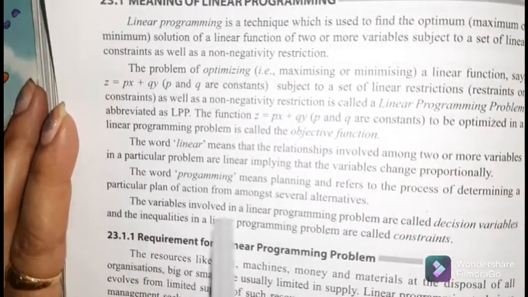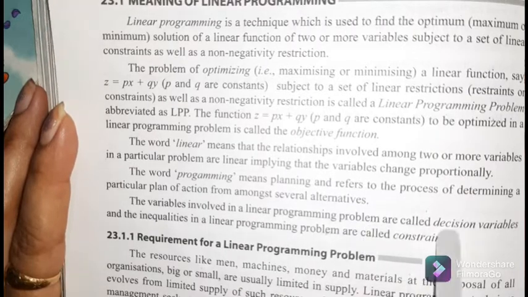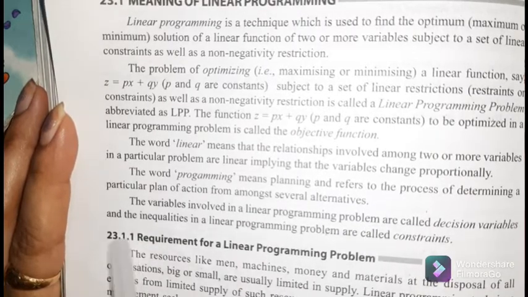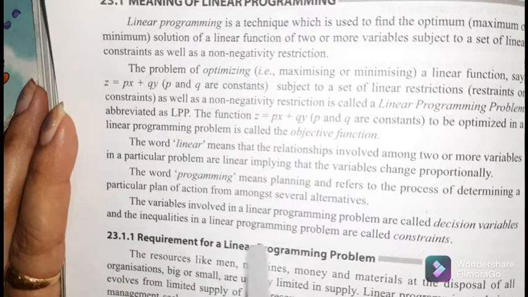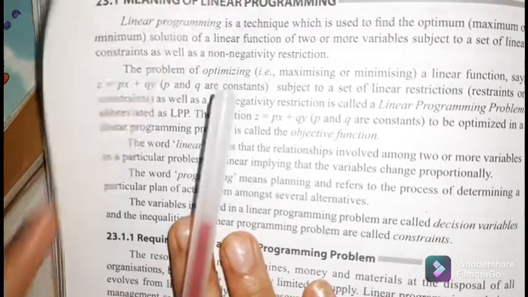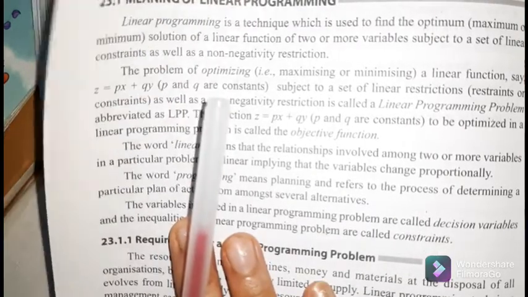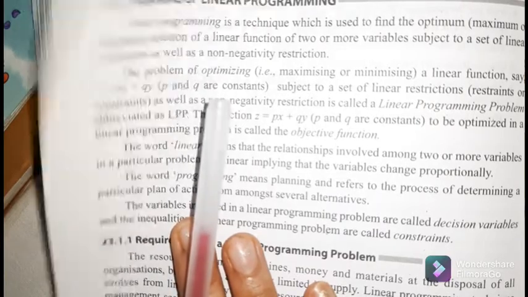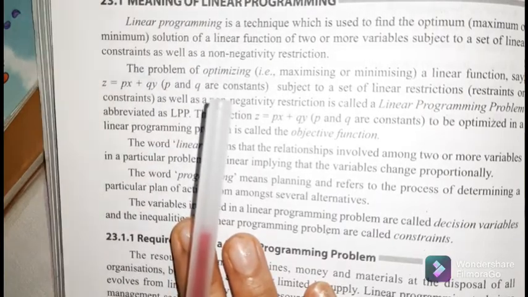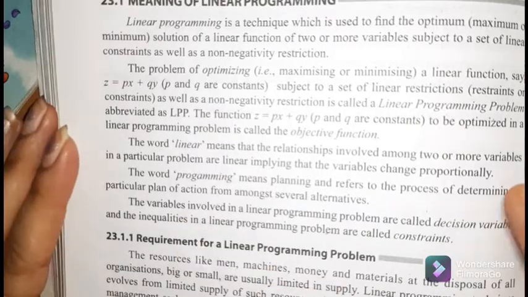The variables involved in a linear programming problem are called decision variables. Okay, and the inequalities in a linear programming problem are called constraints. There are inequalities in linear programming. Inequalities mean greater than, less than. So it becomes clearer to you when we solve the problems.